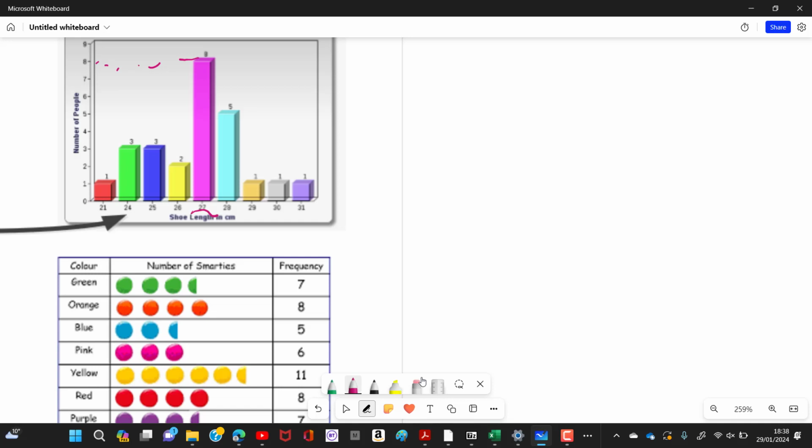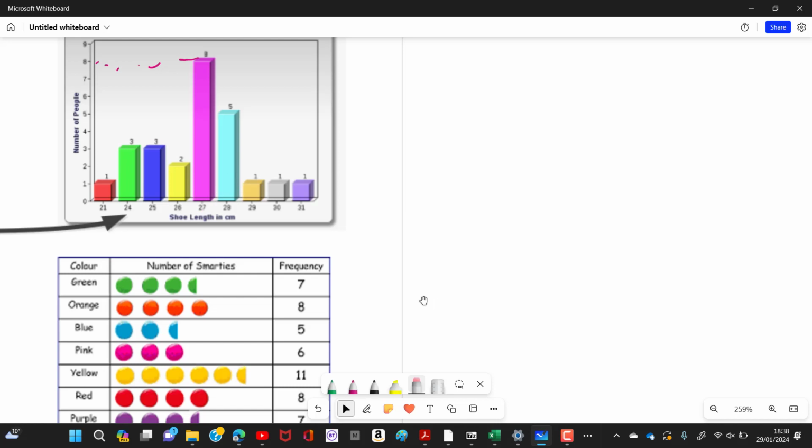Sometimes you have to be aware of the scale sizes. Sometimes it won't go up in 1, 2, 3, 4. It could start at 0 and go up in steps of 2: 2, 4, 6, 8, 10, 12. So be aware of that, and make sure that you read the scale properly. Bar charts are very straightforward. You should have no issues with that. So reading the bar charts is important.